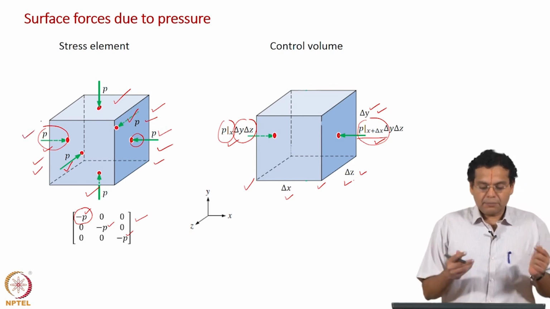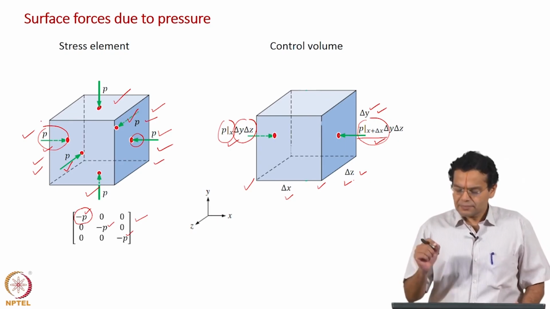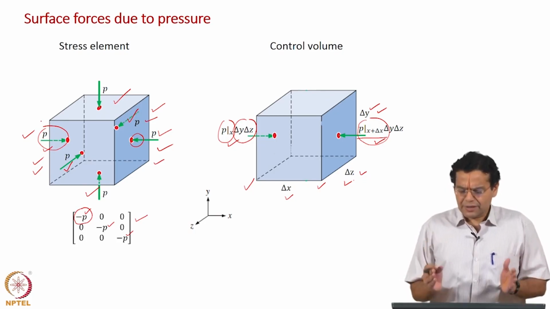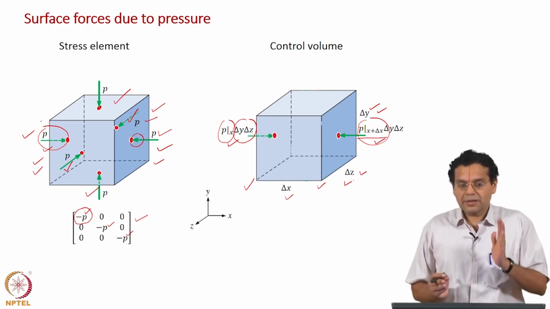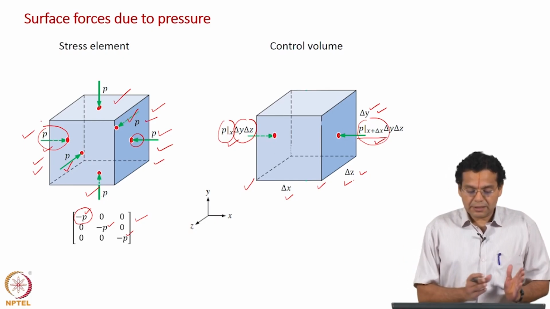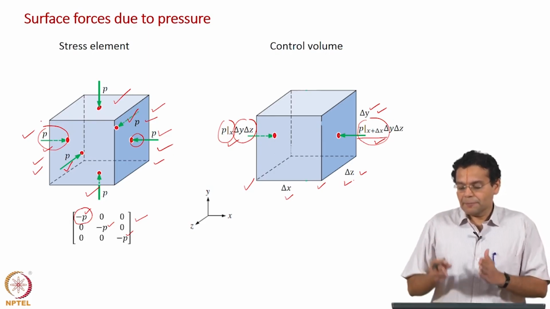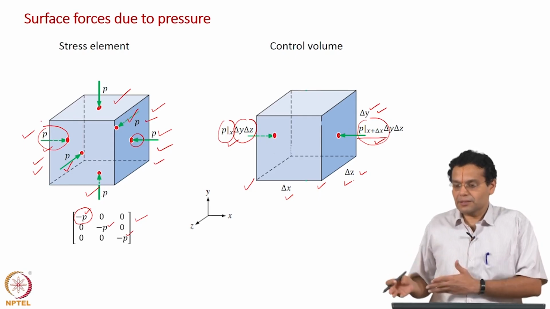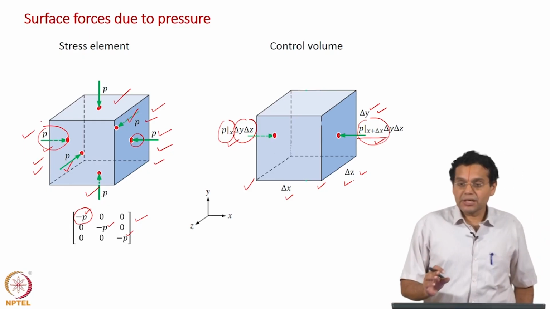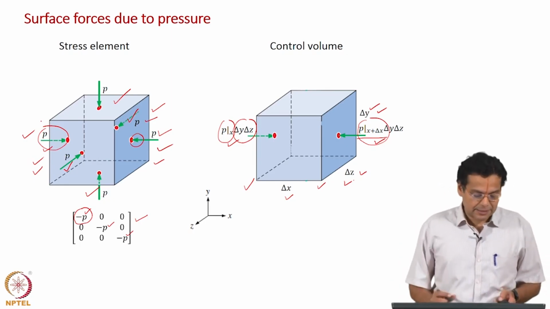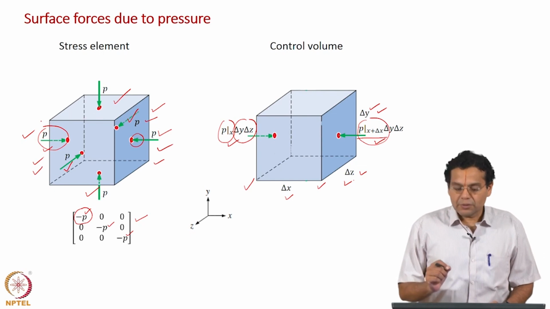We are representing both faces using P, but on the right hand side in a control volume we account for the difference in the spatial location, one at x, one at x plus delta x, and so we have the same sign convention. Remember, the same sign convention is used, but taking into account the variation of pressure with spatial location. Okay, that is the difference. Now, if you understood this, it becomes easier to understand the next slide for forces due to viscous stresses.